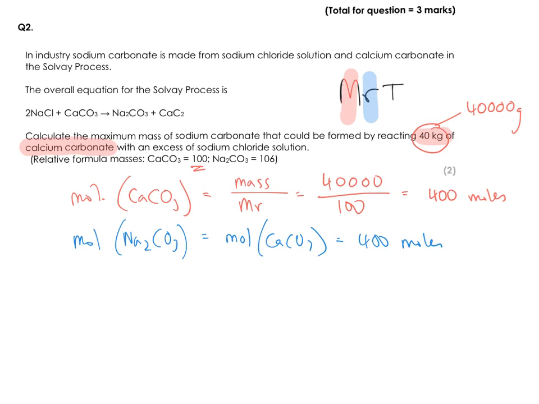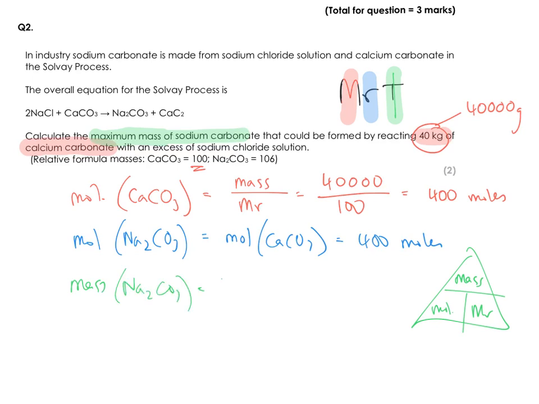And then finally, we need to use the appropriate triangle. Well, what are we trying to work out? Let's go back to our question. We're calculating the maximum mass of the sodium carbonate. So we need to use the triangle that has mass in it, which is mass equals moles times MR. So the mass of the sodium carbonate equals 400 times the MR, which is here, which is 106, and that gives me 42,400 grams, and in kilograms that equals 42.4 kilograms. You just divide by 1,000 to get from grams to kilograms.